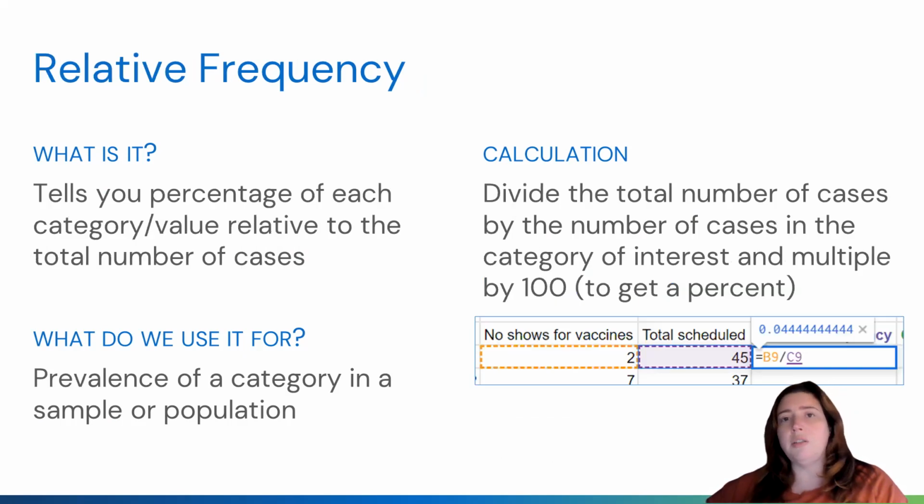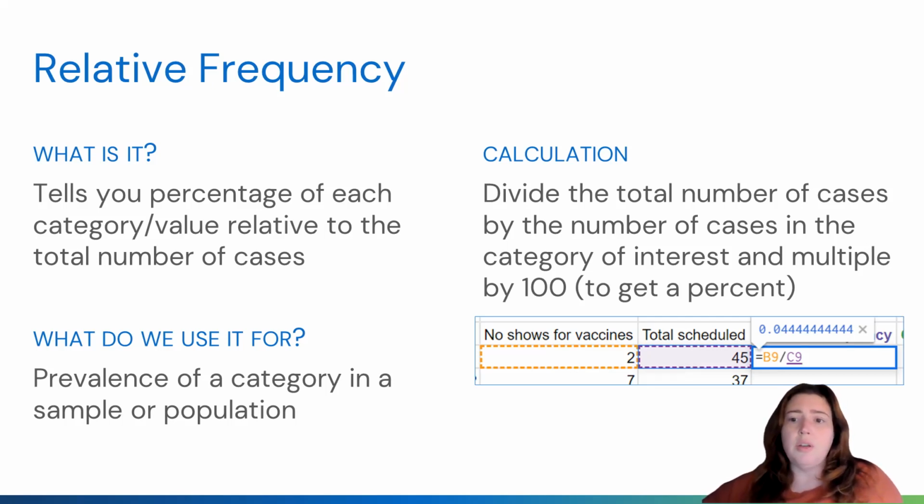You can also look at the relative frequency, which is just looking at the percentage of that category or value relative to the total number of cases. So if you look at a full data set, you can look at the percent of occurrence or prevalence of that category in a sample or population. You simply calculate a percent, which is quite literally taking the total number of cases that have that category and dividing it, and then you multiply it by 100.